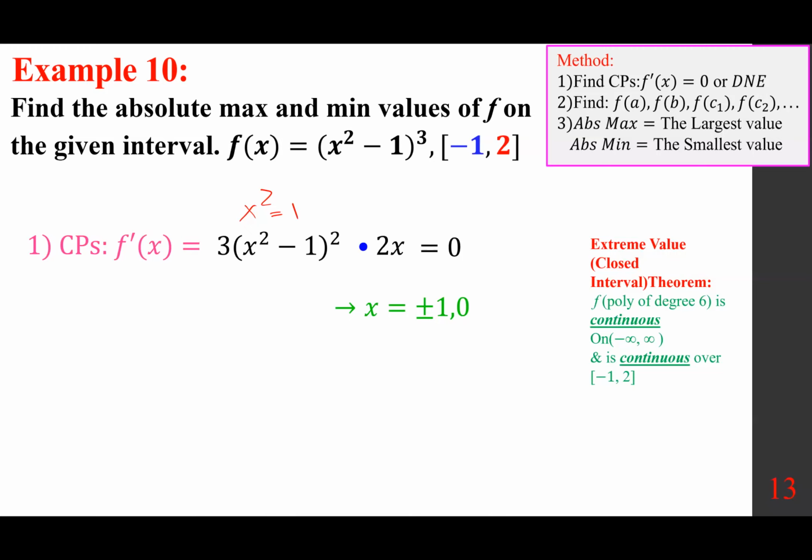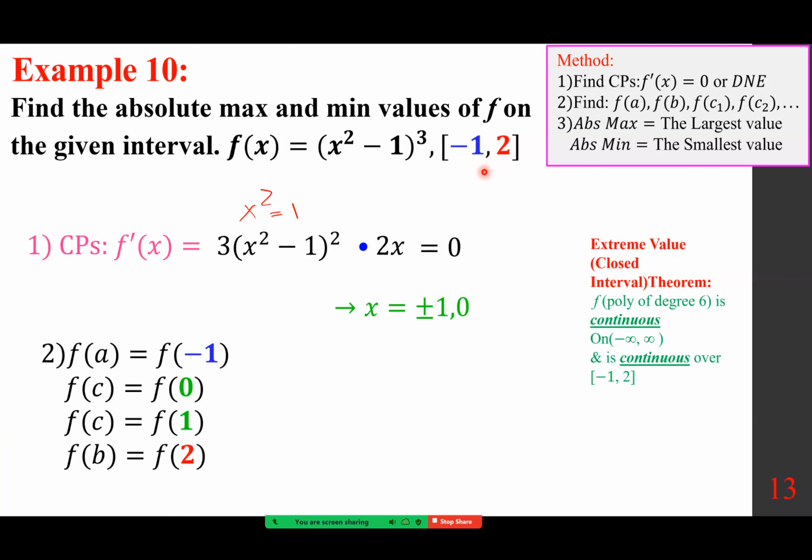And therefore, you have to see which one is in the interval of interest. Negative 1 is one of the endpoints, that works. Positive 1 is in between, that works. 0 is in between, that works. We have to evaluate the original function at a, which is negative 1, at b, which is positive 2, and then the other 2 points, 0 and 1. I'm going to put them in order. Those are the critical points. So we have to do this, everybody.